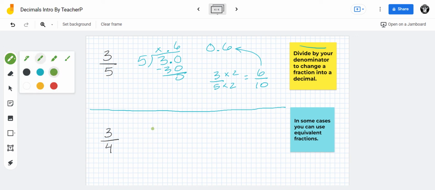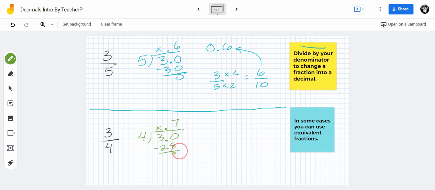Let's take this other example down here. We have 3/4. Well, I'm going to start out and I'm going to divide by my denominator again. And look at that, I can't do 4 into 3. So I'm going to annex a decimal point and annex a 0. And I do 4 fits into 30 7 times. 7 times 4 is 28. I have a 2 left over. And I'm going to bring down a 0. 4 fits into 20 5 times with nothing left over. And I end up with 0.75.